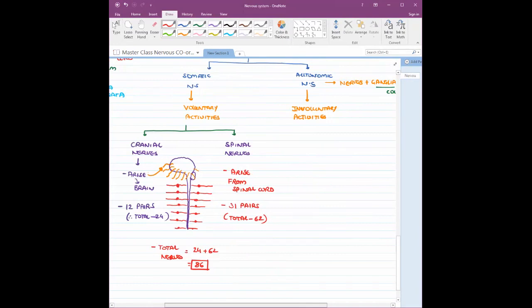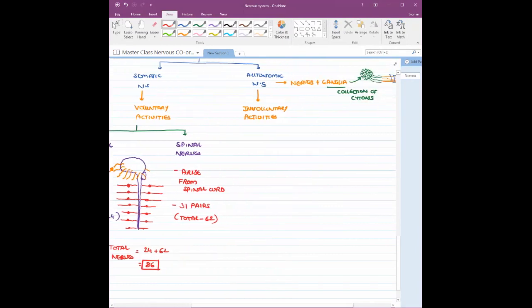Okay, chalo. Now let's move on to the next part. Next we have the autonomic nervous system. What did I tell you, guys? This is going to control all the involuntary activities of the body. Now, once again, the autonomic nervous system is going to be divided into two parts. We have the sympathetic nervous system, and we have the parasympathetic nervous system.